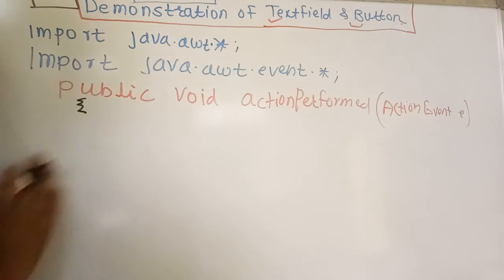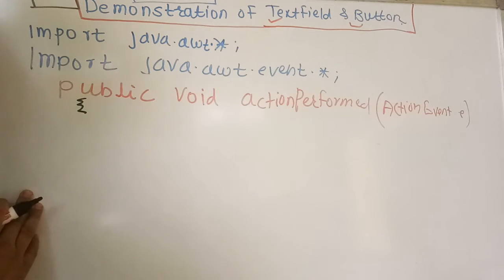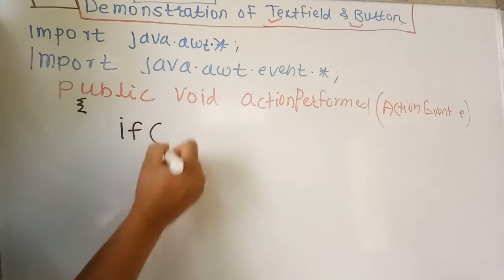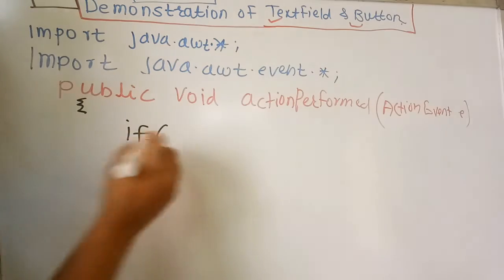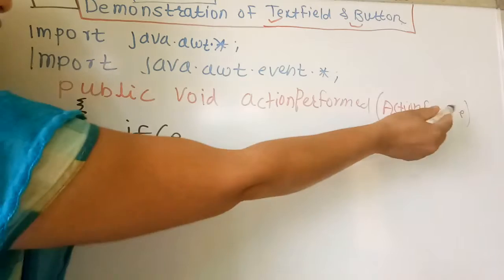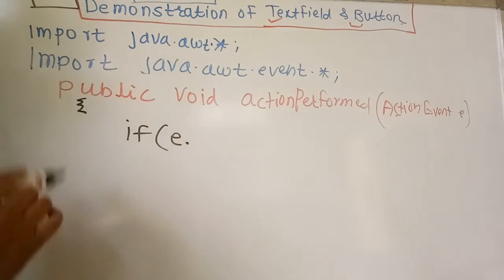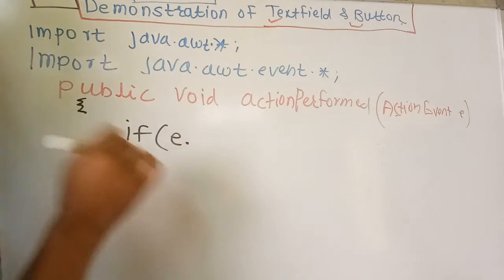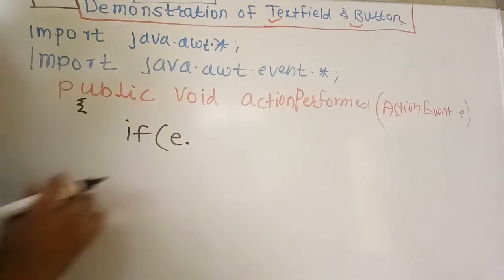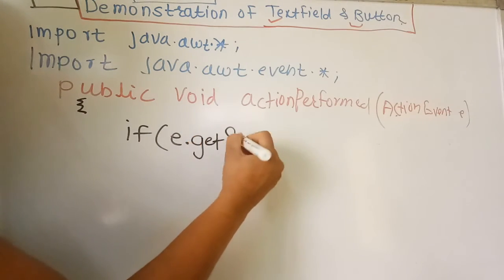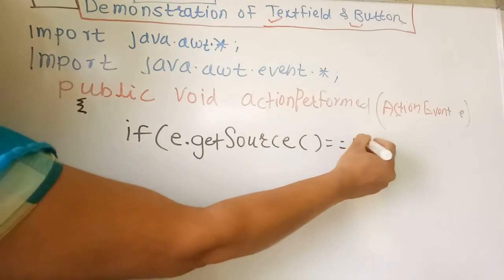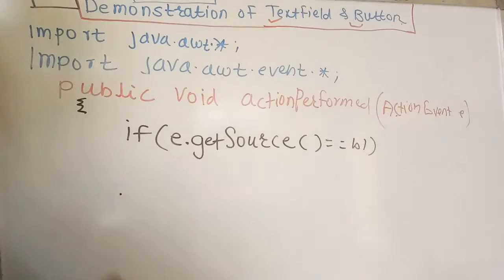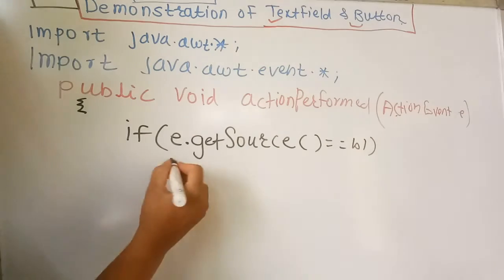Then you have to take an action. You have to check if e dot, this ActionEvent type e is nothing but the current mouse handling event. If e dot getSource, this is again a standard method, is equal to b1. If the button you are clicking is the b1 button, then what do you have to perform? You have to display some message.